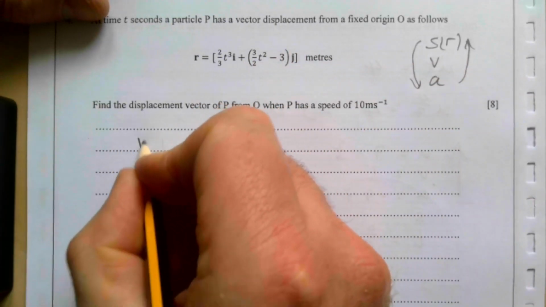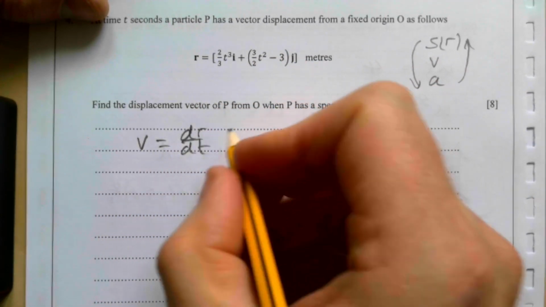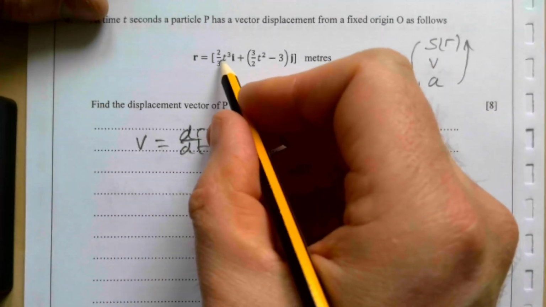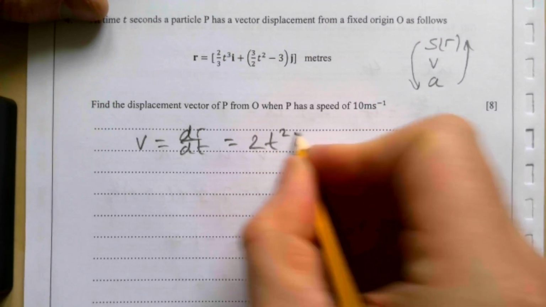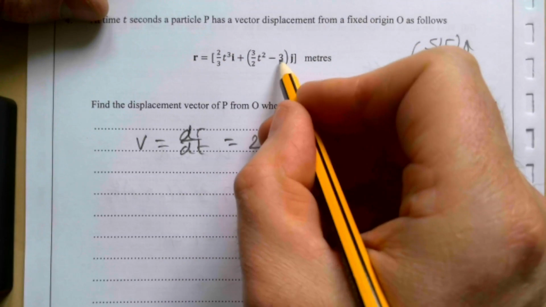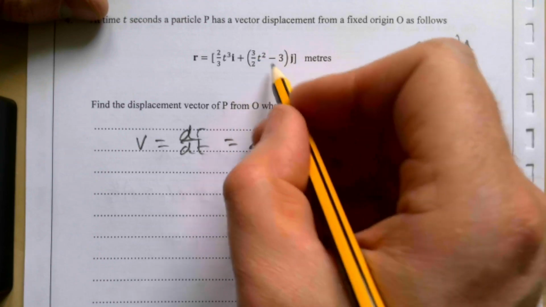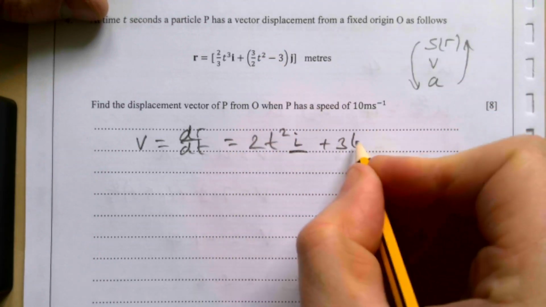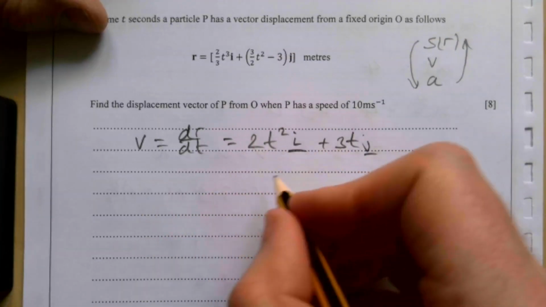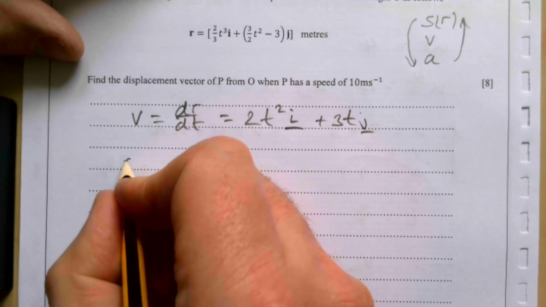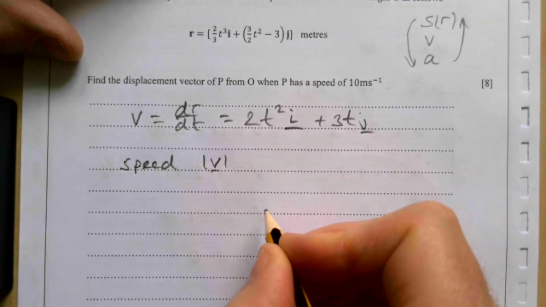So first of all, as I say, v is dr by dt. So differentiating this, 3 times the 2/3 gives me 2t squared i. Again, 3 over 2 times the 2 gives me 3t j, because remember that the minus 3 then disappears. So our velocity is going to be that. So our speed is going to be the magnitude of the velocity.